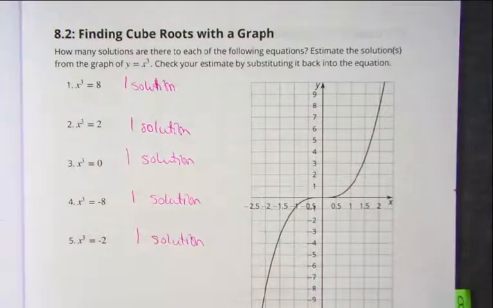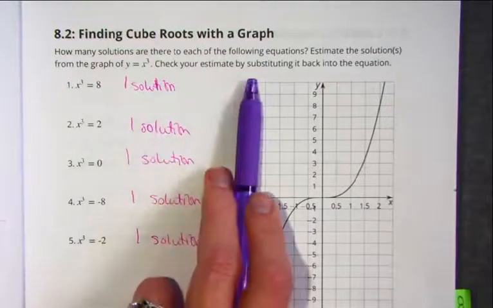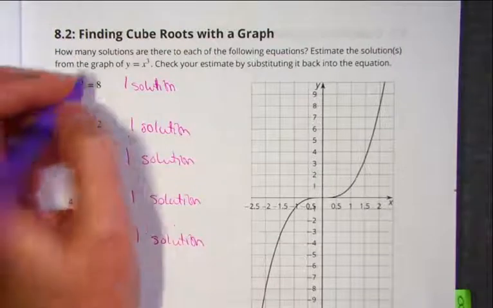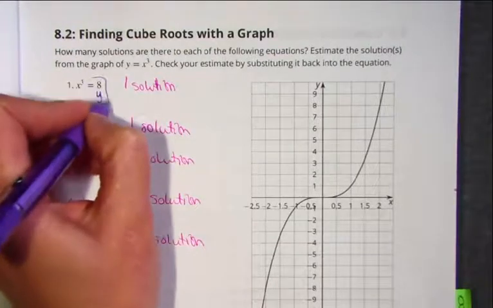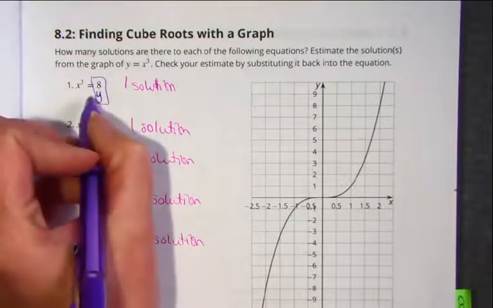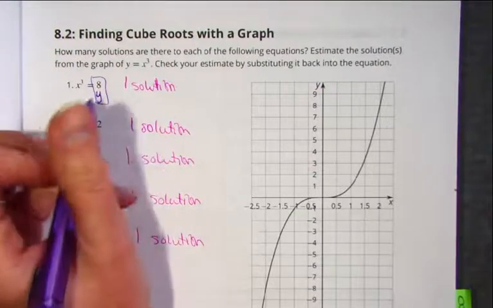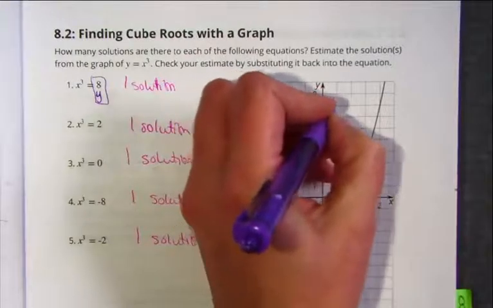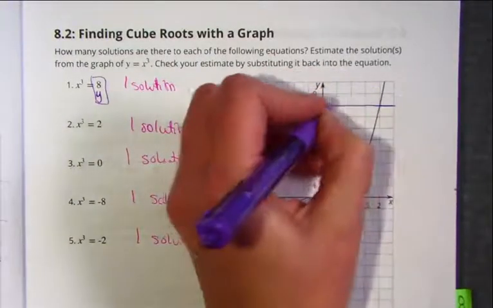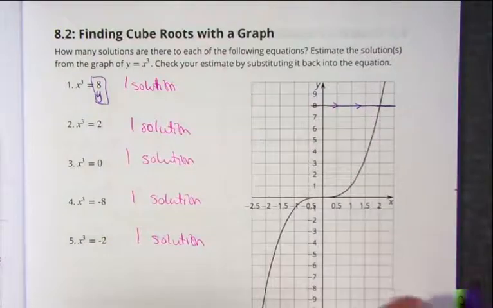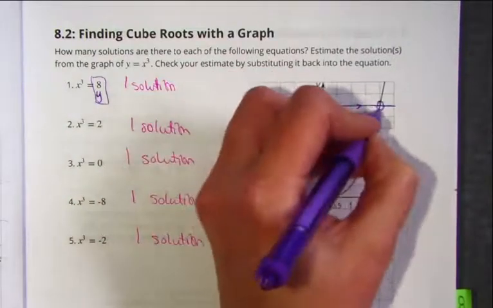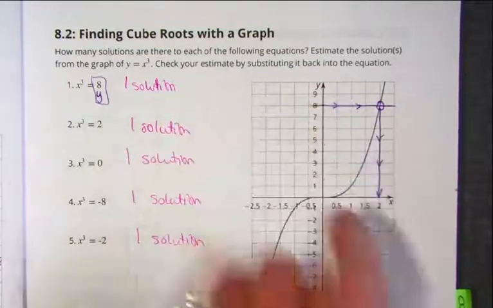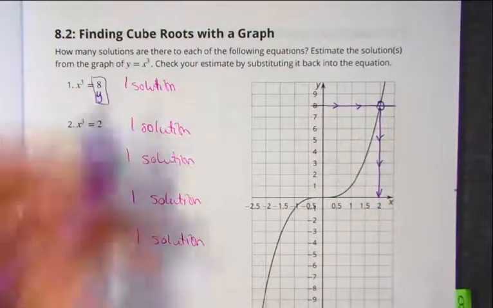Now estimating these from the graph, we can also check it by substituting it back in. So if I know that my y output is 8, and I'm looking for what my x would be when I have x cubed, using that horizontal line here at 8. Again, I'm putting my arrows in like I think we've done in earlier lessons. Finding that intersection point and then following it down until I find out that my value is x equals 2.